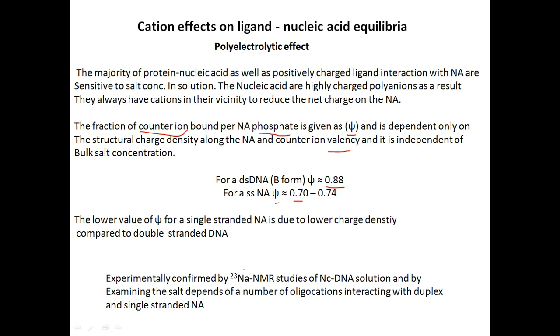sodium NMR studies, where a sodium ion is used for a DNA solution, by examining the salt dependence on the number of oligocations interacting with duplex and single stranded nucleic acid. Oligocations are nothing but small molecules which can bind to the DNA and displace these cations from it. Oligo means, like two polypeptides, two amino acids, or two sugar groups bound together, having a positive charge. They are called oligocations. So they do bind to a double-stranded DNA or a single-stranded DNA, and they displace these cations from it.